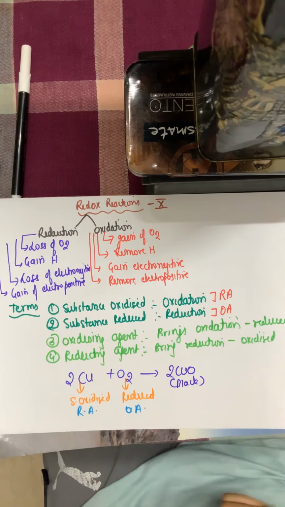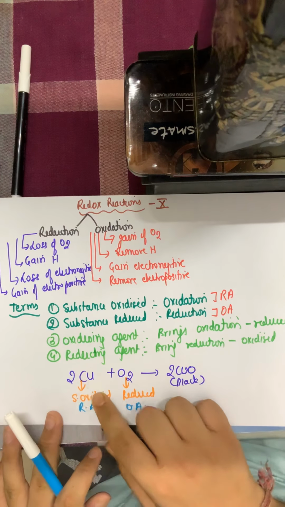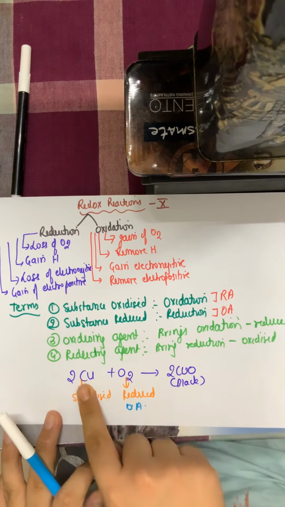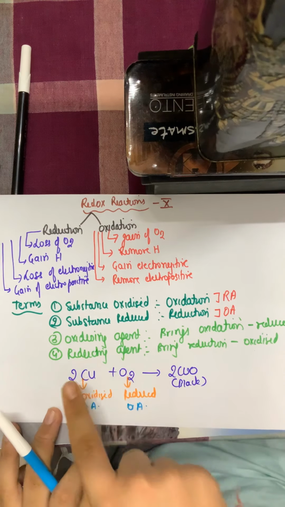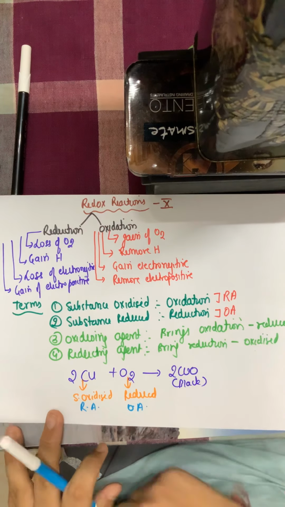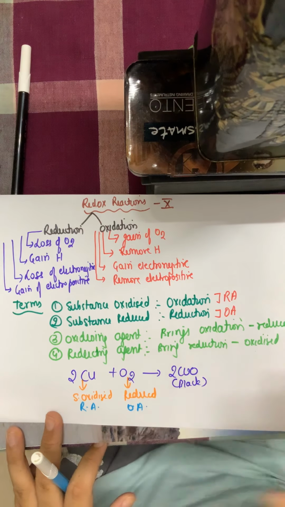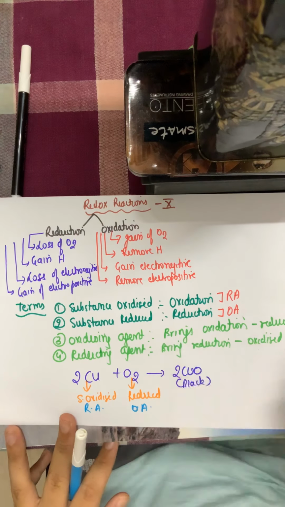Now again, understanding it. Copper has brought about reduction, because copper has tempted this oxygen to give its oxygen to copper, and hence it has brought about reduction, but itself copper gets oxidized. So it is the reducing agent. Oxygen has got reduced because it has given away its oxygen. The alone oxygen is no more existing. It has formed a compound, copper oxide.